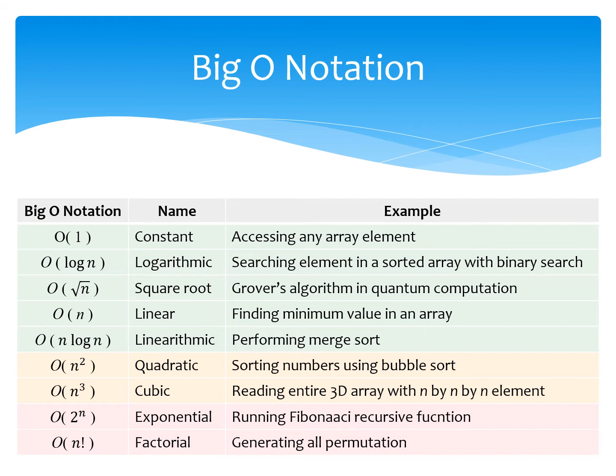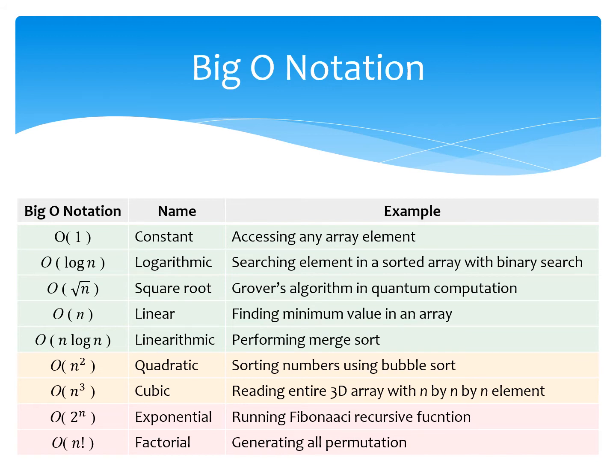Another example is Big O of n. The Big O of n is linear time. For example, if you have an array of n elements and you want to find the minimum value in the array, you must access each array element at least one time. And thus, you need at least Big O of n times 1, which is equal to Big O of n. This indicates that when the number of array elements increases, the execution time increases proportionally.